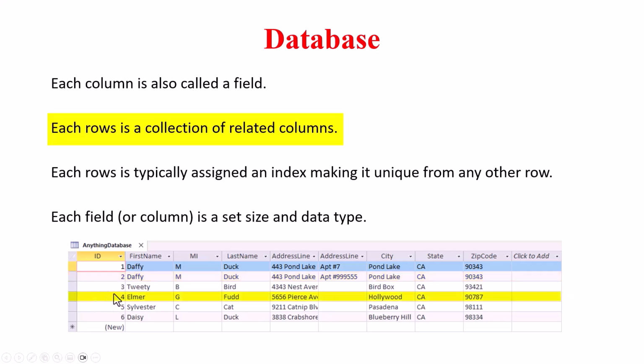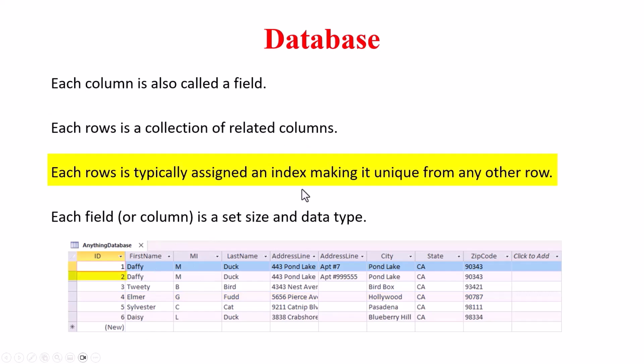And here's the Elmer Fudd. All of these particular pieces, fields inside the row, are related to Elmer Fudd. They're all contained there. So each row is a collection of related columns. Each row typically is assigned an index making it unique from any other row. So you can see 2 Daffys here. They're very similar, but the fact that we have an ID 1 and an ID 2 here, they're very different.